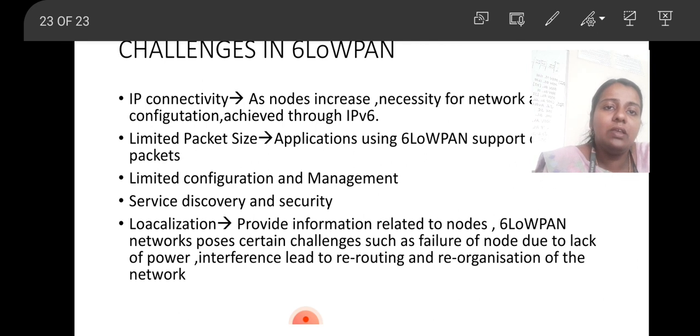6LoWPAN possesses certain challenges such as failure of nodes due to lack of power, and interference, and interference will also lead to rerouting and reorganization of the network. So these are the challenges in 6LoWPAN which can be overcome in the future.